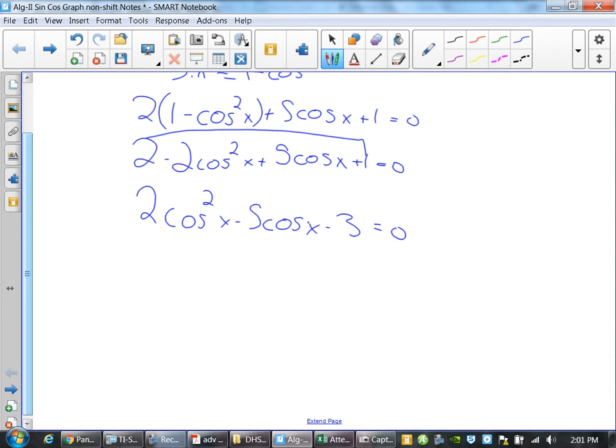Now I'm at the factoring portion of the problem. 2 times negative 3 is negative 6. What times what is negative 6 that you add together to get negative 5? Negative 6 and 1. Those numbers.